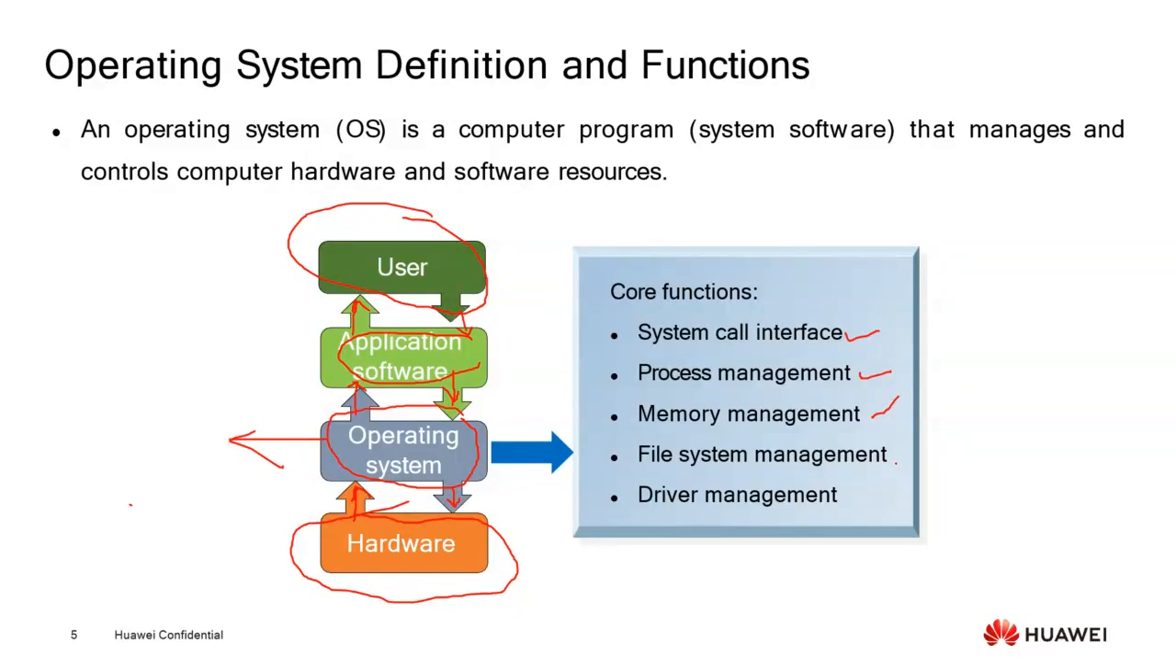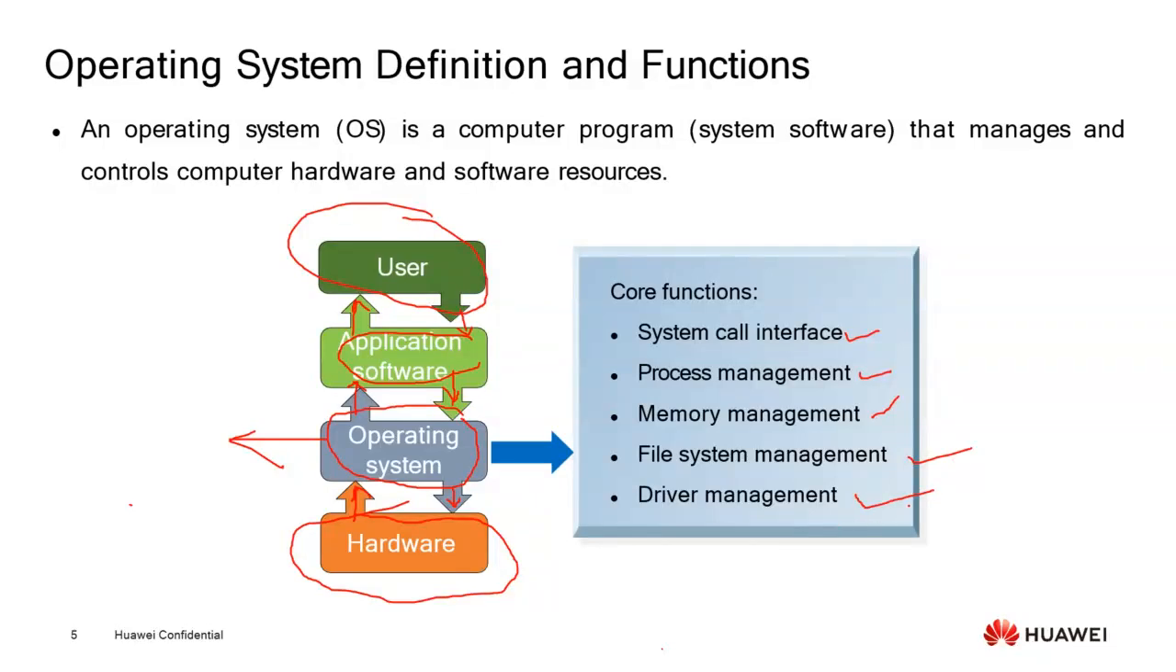Then we have file system management. We have different types of file systems. We have the FAT, we have the NTFS, and we have the EXT files, especially in the Linux operating system. We have many other types of file extensions. All these types of files need to be created, sometimes deleted, sometimes modified. All these functions are performed by the operating system. So the operating system helps us to manage file systems. So that is file system management.